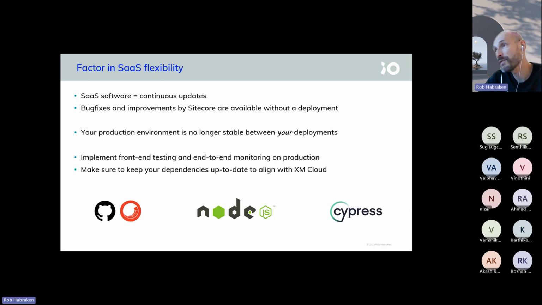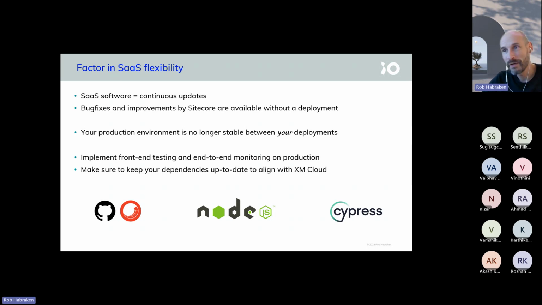And that means that you have to, for example, implement front-end testing and do end-to-end monitoring on production for your vital processes. Use GitHub Actions, use dependency updates, for example, also in Git. Sorry, I said use Node.js. I meant use Cypress for your front-end tests, but I also have Node.js on this slide because it's important that you keep your dependencies up to date.